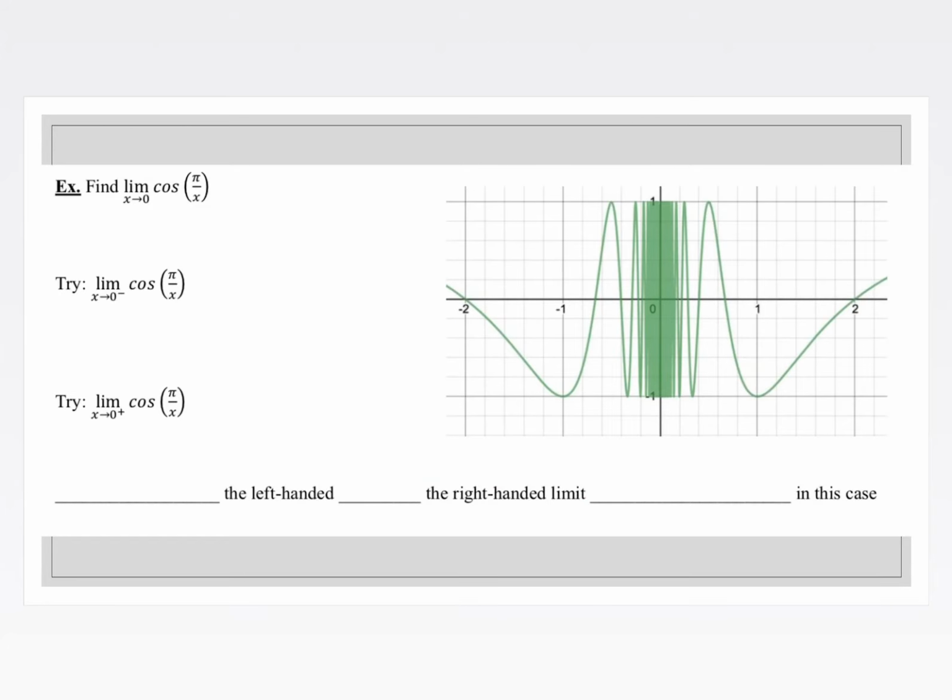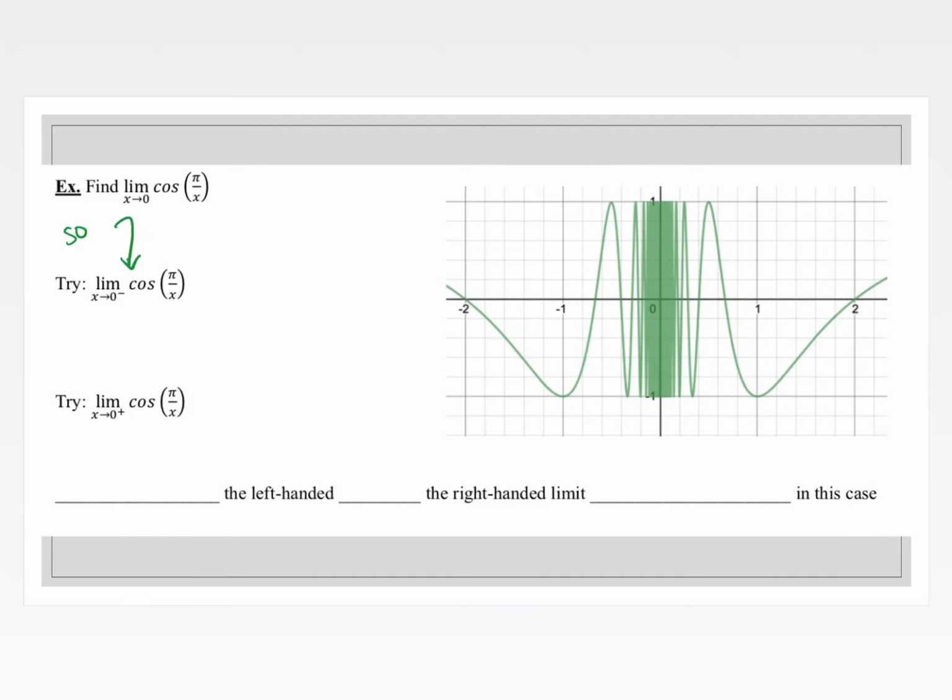Let's try another example. Here we're dealing with some trig. So we have to find the limit as x approaches 0 of cosine of pi over x. Let's try from the negative side. As x approaches 0 from the left-hand side, cosine of pi over x, we have a graph on the right-hand side that we can use for reference.